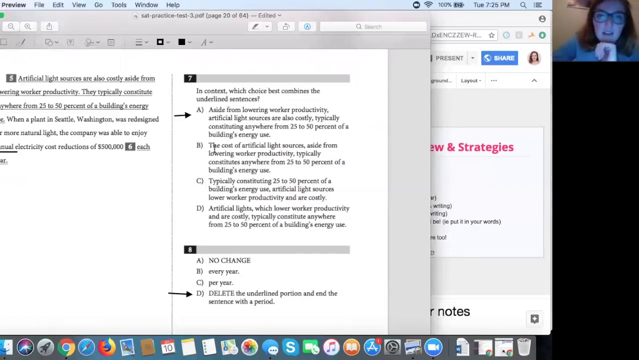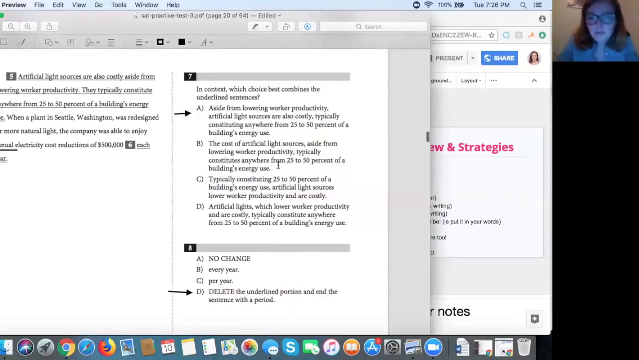So the costs of artificial lights, let's go through the other options and see about why they wouldn't be correct. The cost of artificial light sources, aside from lowering worker productivity, typically constitutes anywhere from 25 to 50% of a building's energy use. In terms of logic of sentence, I'm splitting up the cost and the detail about the cost with a sidebar about worker productivity. That's just not clear and concise writing.